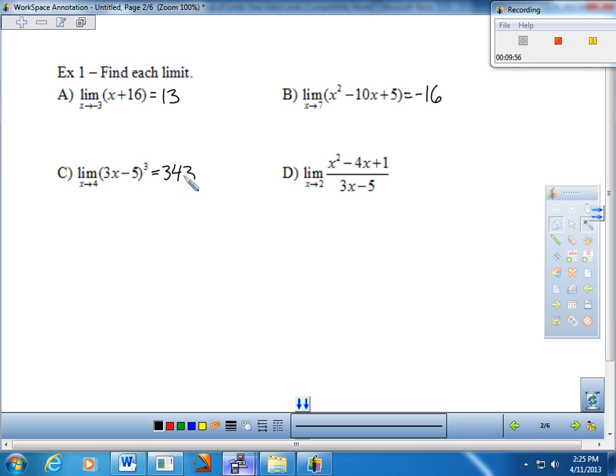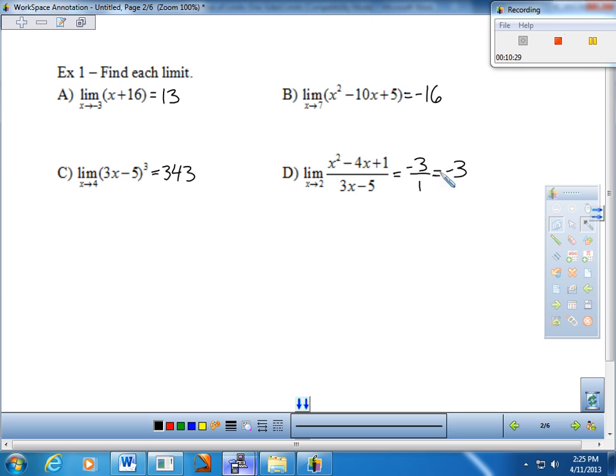And let's see what we have on this last one right over here, letter D. Limit as x approaches 2 of this rational function right here. Let's go ahead and see what we end up getting. We're allowed to put 2 in, so 2 squared minus 4 times 2, and then plus the 1. So I've got 4 minus 8, and then plus 1. I'm getting a negative 3 on that. And down on the bottom, 3 times 2 is 6, minus the 5. That's positive 1. And so as you can see, it's just going to be negative 3. So great, huh? Nice and easy.